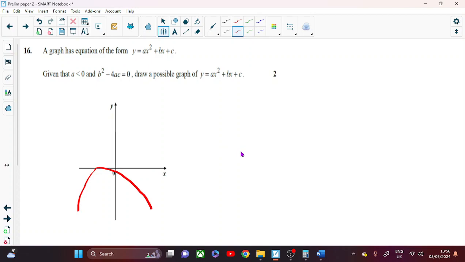That's a terrible drawing, but it would pass because it touches, it doesn't cut through, and it's a negative graph. That's all you need for that. Quick 2 points.